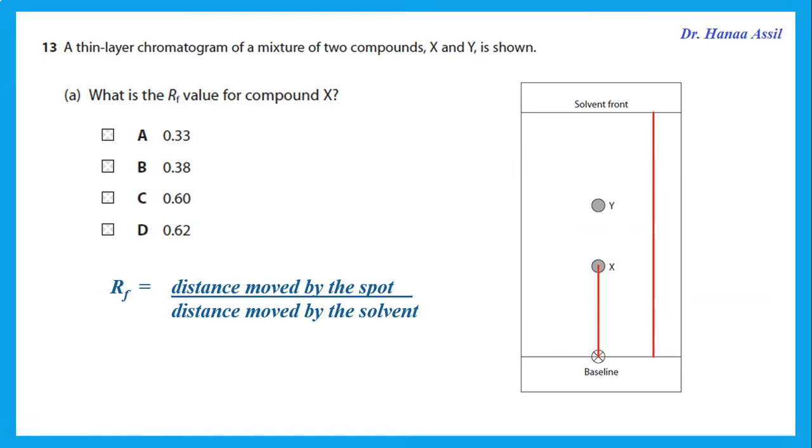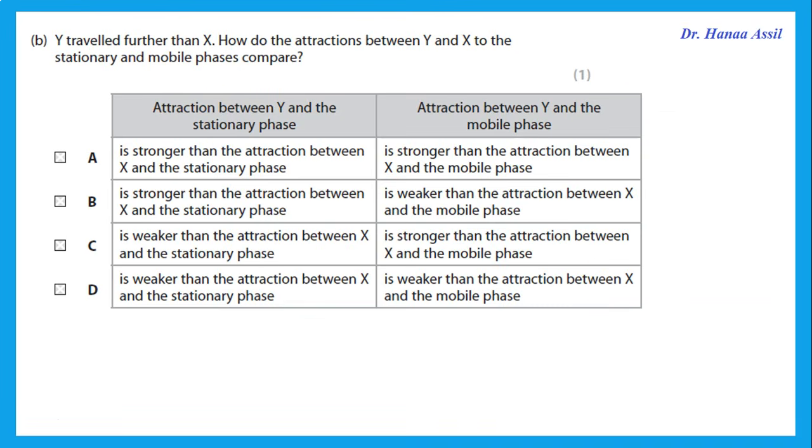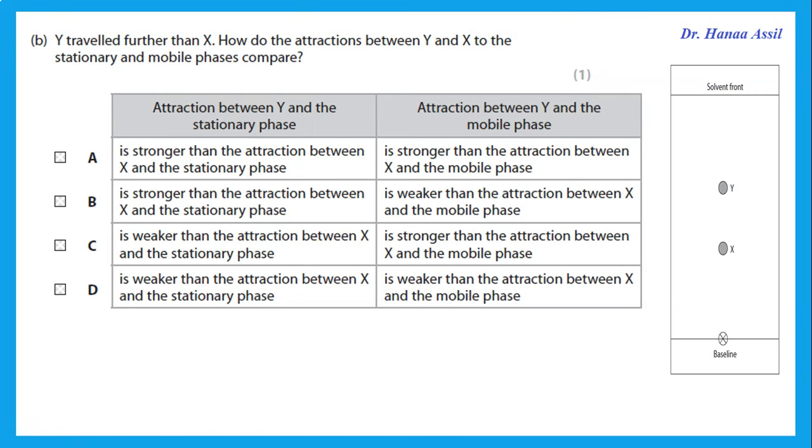But even without a ruler, just looking at it, you can see that X is below halfway. So it is less than halfway, so it's less than 0.5. So it is 0.38. It's not 0.33, the spot would be lower than that. And 0.6 and 0.62 would be higher than that. So the most reasonable of these choices is 0.38. If you're not sure, just use a ruler and get the answer. Y traveled further than X. So this is the chromatogram, and we found that Y went up further than X.